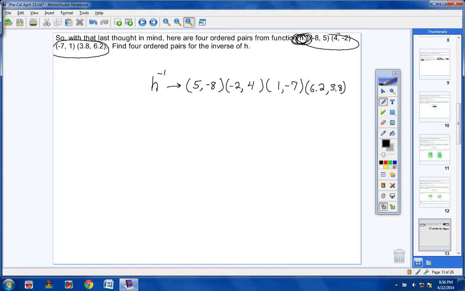Notice you do not change the signs of any numbers. You don't do anything like that. You simply take the 2 numbers and you swap their places. That's all that you do. Isn't that simple? It really, really is.